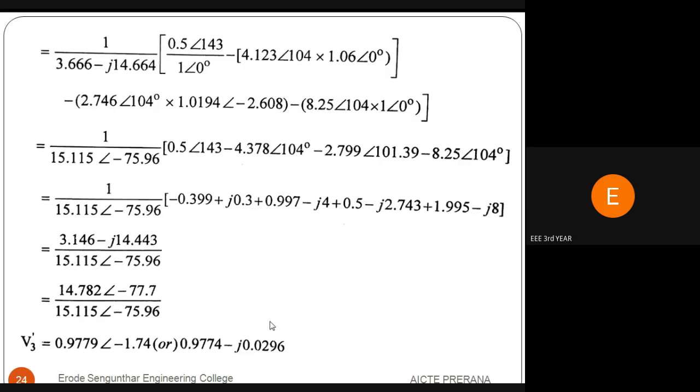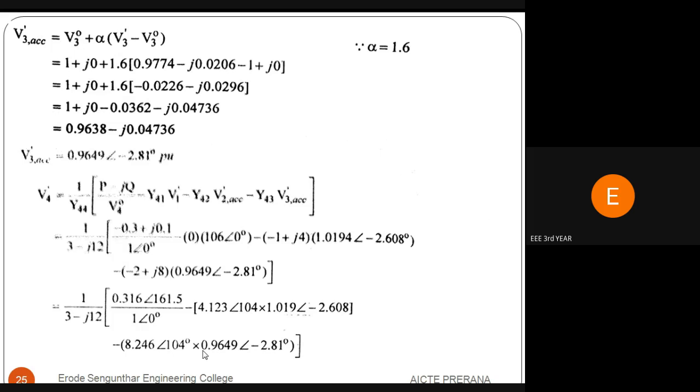Again we want to solve this value. As I said earlier, you should repeat the same thing: take all the terms into polar form, with all rectangular terms converted into polar form and calculated. Otherwise, convert all polar forms into rectangular form and calculate with the help of the calculator. Then you will get the final answer as V3 dash equal to 0.9779 at an angle of minus 1.74 degrees. In rectangular form, we will get 0.9774 minus j0.0296.